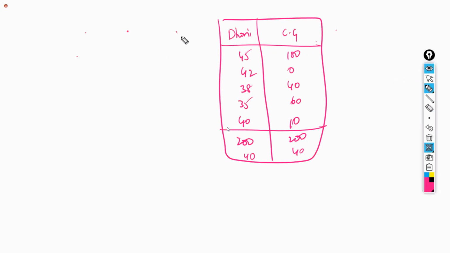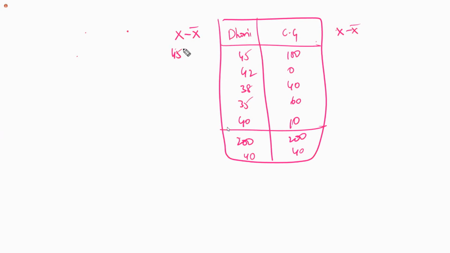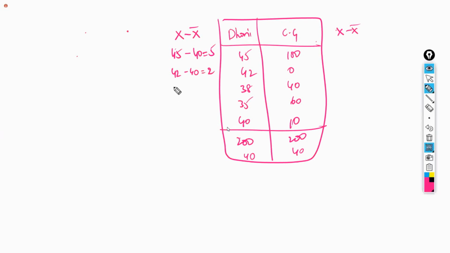Deviation is nothing but x minus x bar. X bar is nothing but the average value. Similarly, x minus x bar for the other player also. For the first player, the first data point is 45 minus average 40, which is equal to 5. Next is 42 minus 40, which is equal to 2. Next is 38 minus 40, which is equal to minus 2. Next is 35 minus 40, which is equal to, sorry, minus 5. Next is 40 minus 40, which is equal to 0. These are the deviations of the first player.